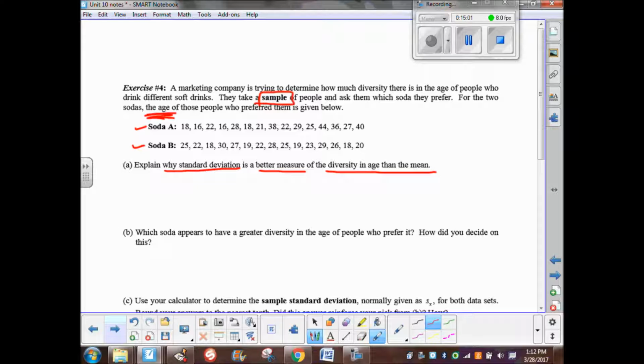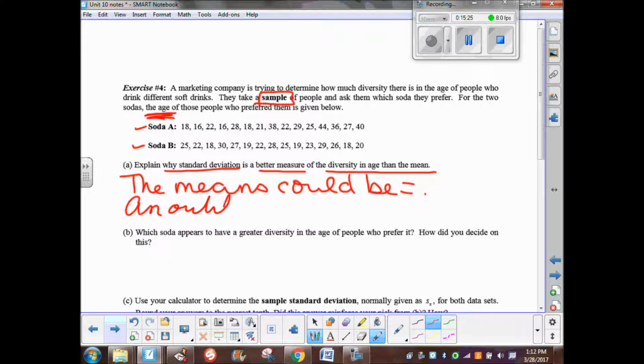What happens with the mean sometimes? The means could be equal, so we could put down that we don't know. What else happens with the mean? The outlier can bring it either up or down. Yep, an outlier. An outlier can bring the mean up or down.